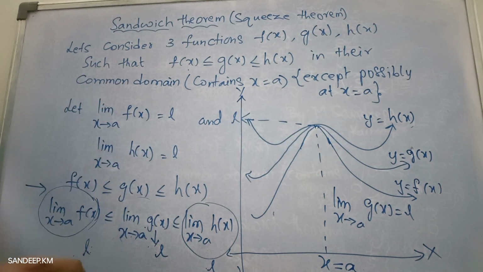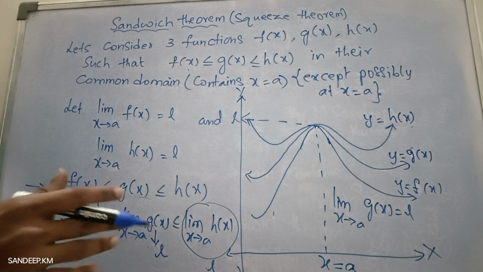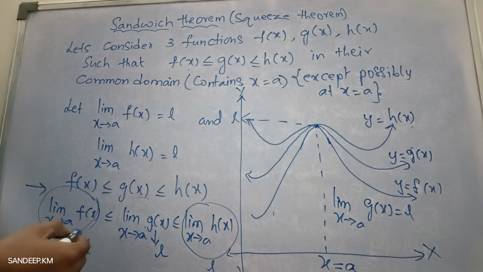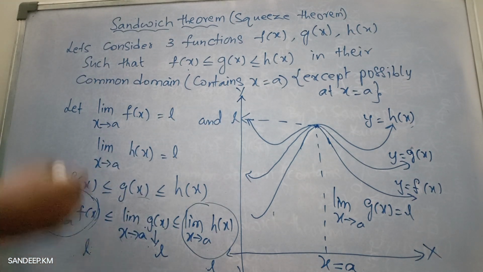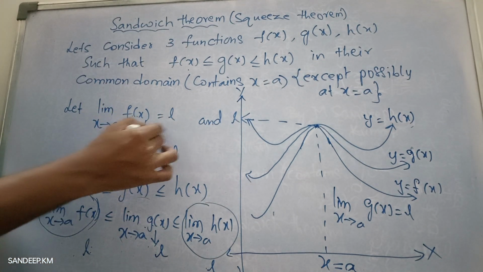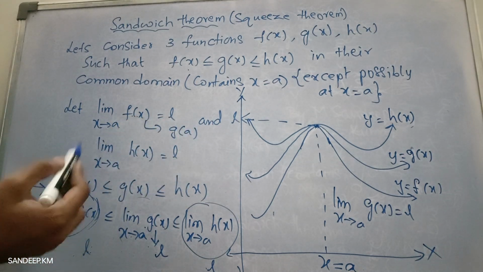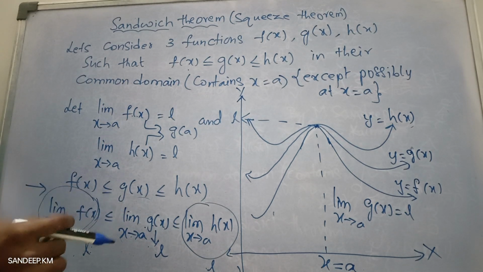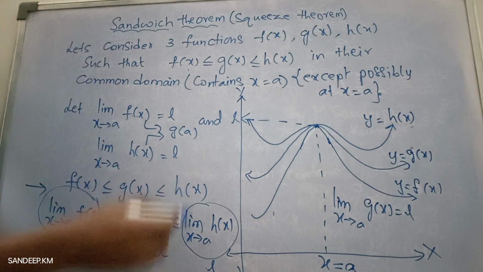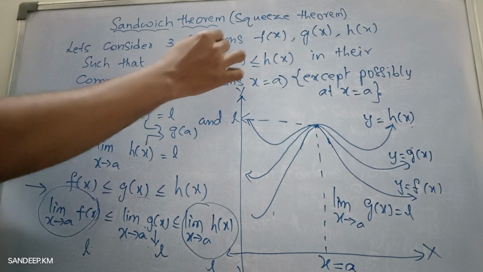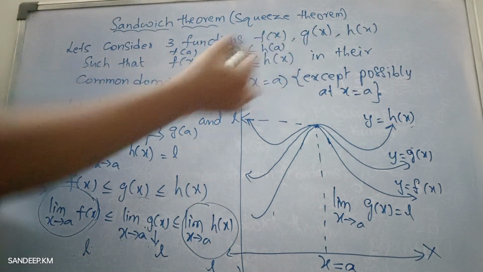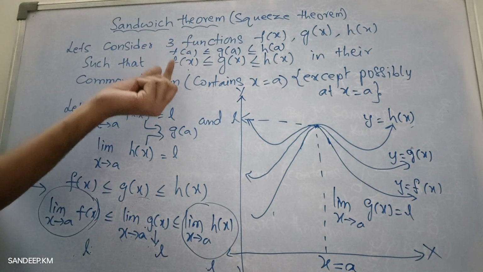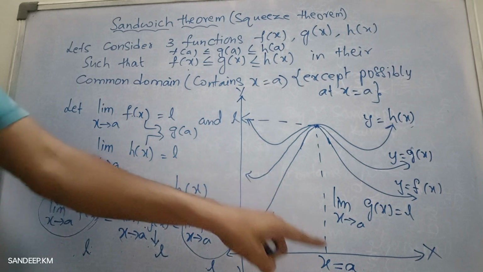These are some limitations. Moreover, you cannot say that limit x approaches a f of x is equal to f of a or g of a or h of a. We cannot even say that limit x approaches a h of x is equal to h of a. There are some limitations. And we cannot even say that f of a is less than or equal to g of a, which is less than or equal to h of a. So exactly when x is equal to a, we cannot say anything about the value of the functions f of x, g of x, h of x exactly at x equal to a.